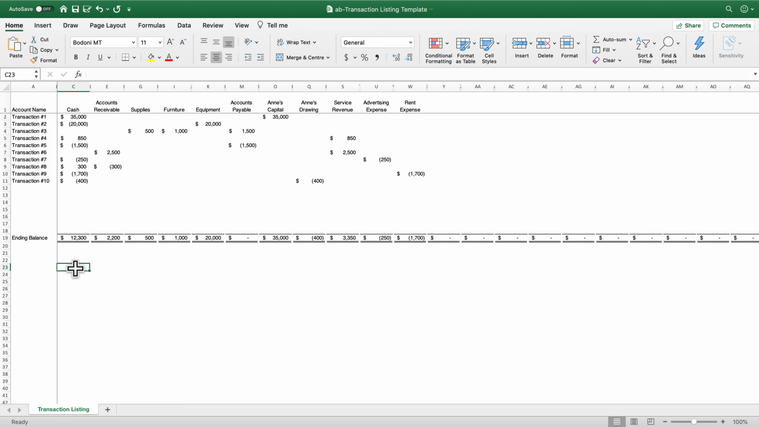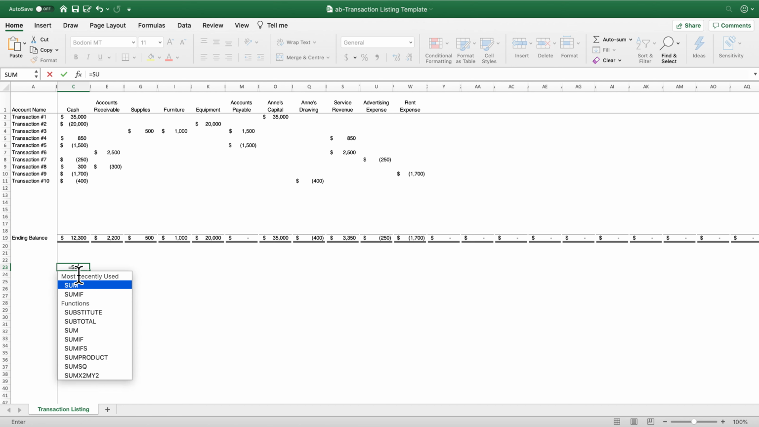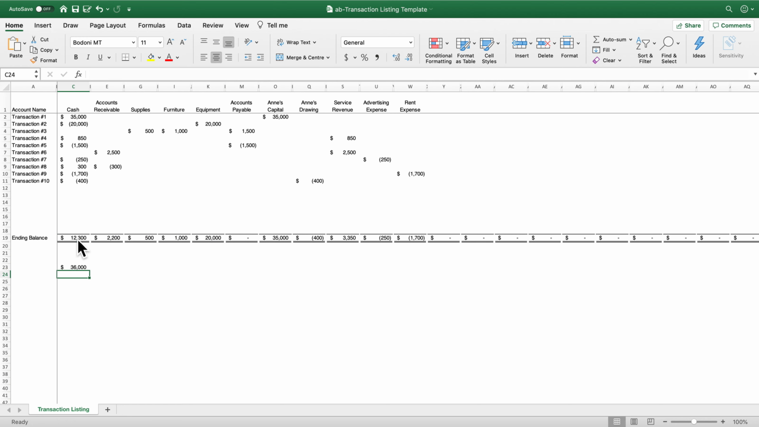So let's add those assets up. If you put equals sum of the asset accounts, we add these together, click enter. We have an asset total of $36,000.